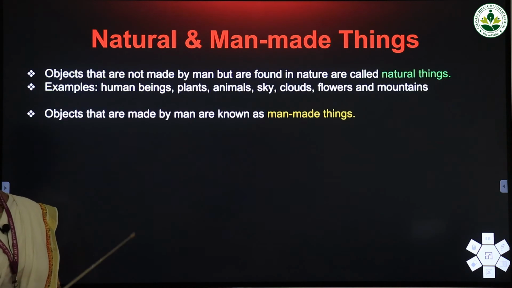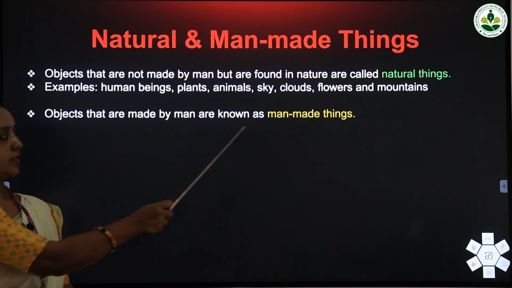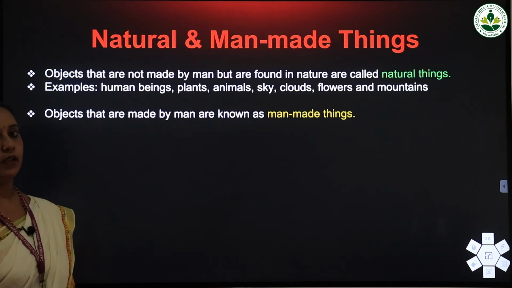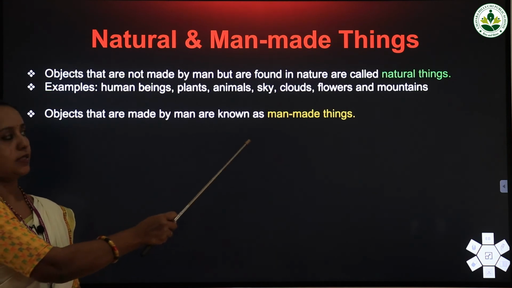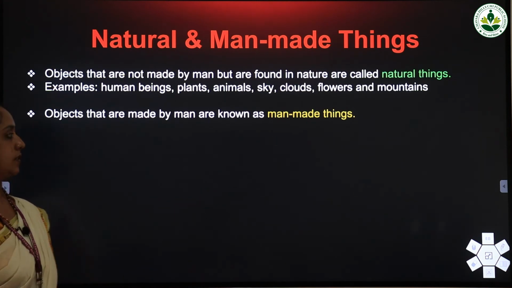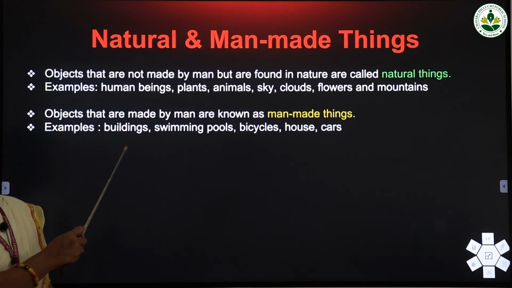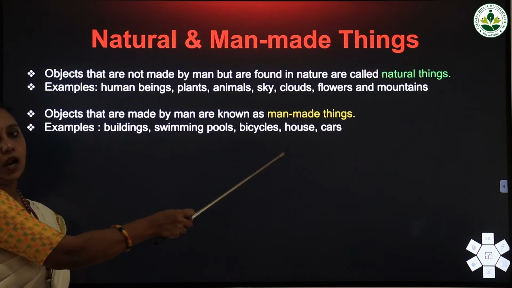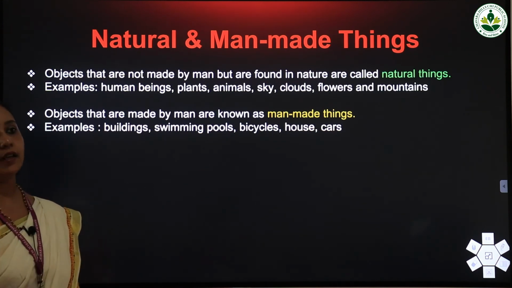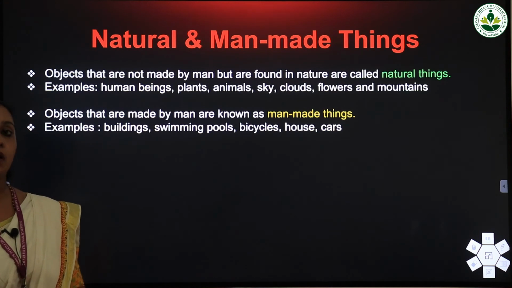Now what are man-made things? Objects that are made by man are known as man-made things. I repeat, objects that are made by man are known as man-made things. Now what about the examples? All the buildings, swimming pools, bicycles, house, cars, all these things are man-made things. Why are they called man-made things? Because they are made by man.